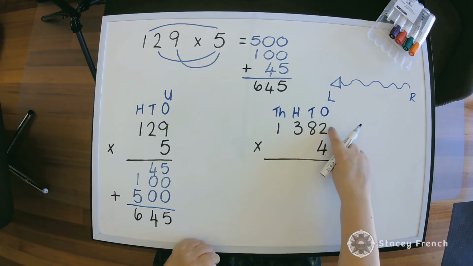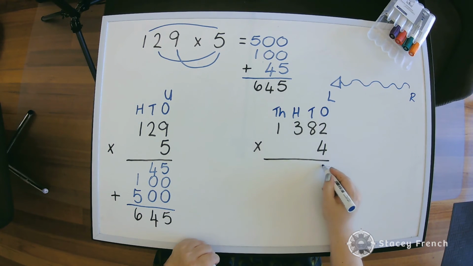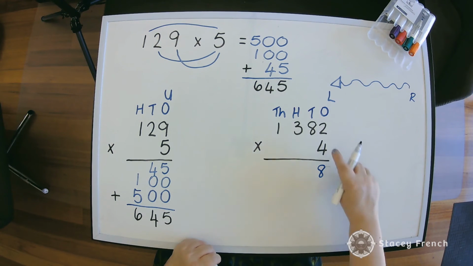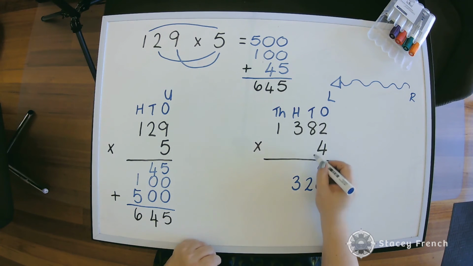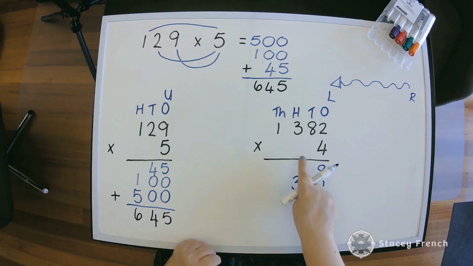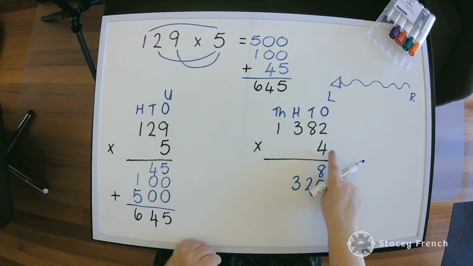So, 2 times 4 is 8. 80 times 4 is 320. The 3 from the 300 has to go in the hundreds column, and the 2 from the 20 in the tens column. Now I need to do 300 times 4.